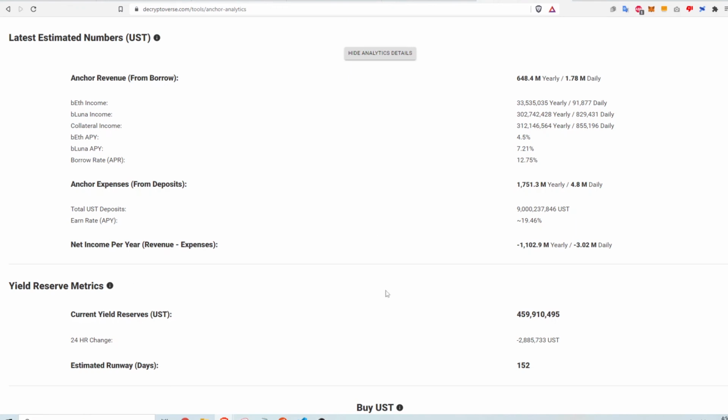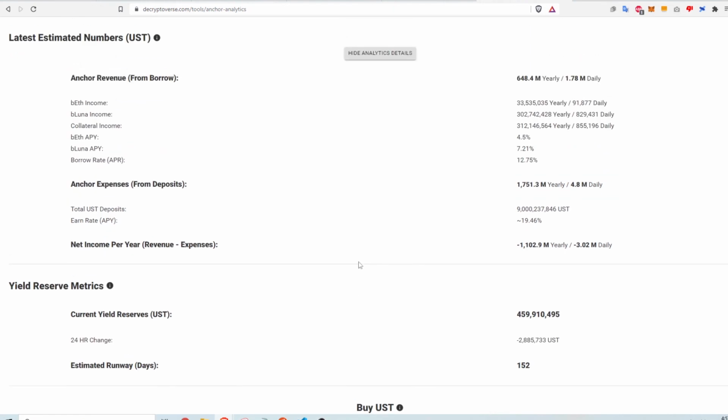Finally, in this section, it shows the yield reserve metrics, where this is the current yield reserve. And this is the 24-hour actual change of the yield reserve, which was at this date minus 2.88 million UST. So in a 24-hour period, it did decrease about 3 million UST, which is what was estimated here. And finally, for the estimated runway for the yield reserve, which is measured in days, is 152 days if the Anchor protocol continues to deplete the yield reserve at this 3 million UST daily rate.